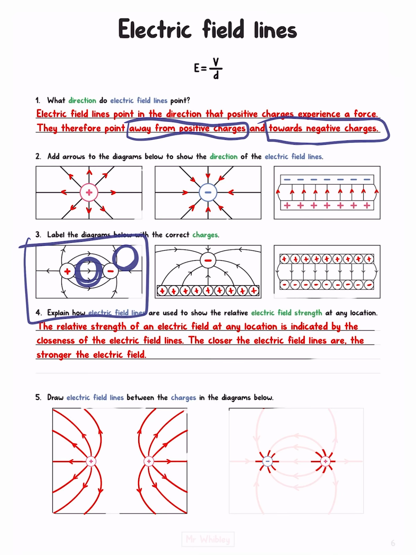For our second diagram, we now have unlike charges. We know that unlike charges attract, and so their field lines appear to do so as well. As for the direction, we know that the field lines are going to point away from the positive and towards the negative.